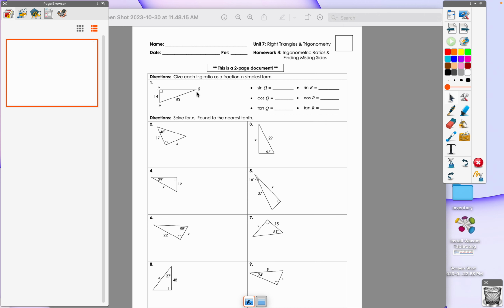All right, you guys, when you're finding an angle, remember to do one of the bottom three: inverse sine, inverse cosine, inverse tangent. When you're looking for a side, you're going to do one of the top three in your calculator, either regular sine, regular cosine, or regular tangent.